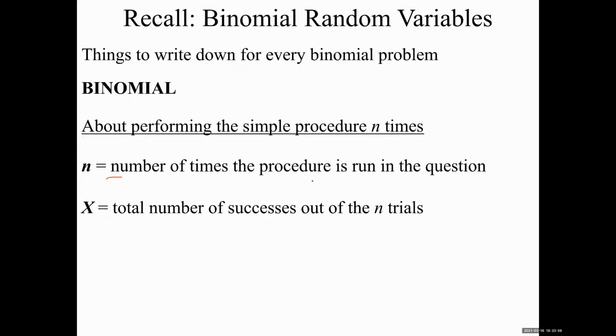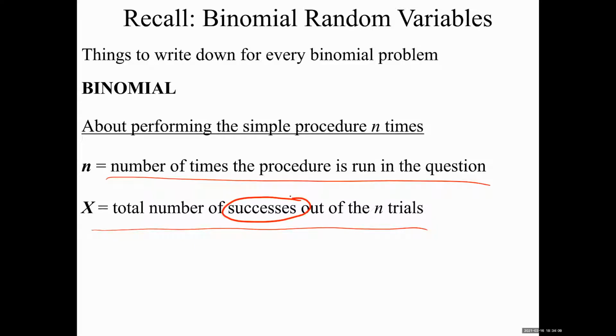Little n is how many times you're doing whatever you're doing. And capital X is you're just writing what the random variable is. It's always the total number of successes, but don't write the word success. Write what a success is in your problem, like the total number of hearts drawn, or the total number of times a coin lands on heads, or whatever it is in the problem. So you're going to write down those 7 things.